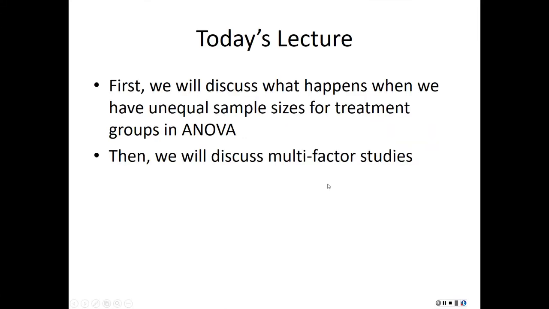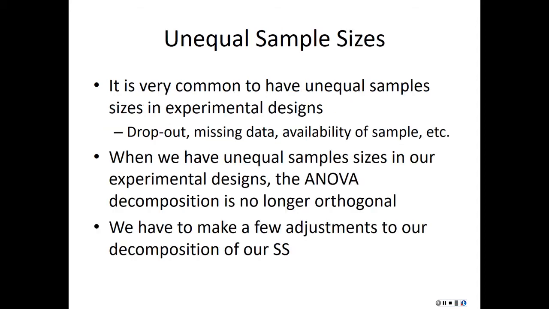All right, so we're going to talk about what happens when we have unequal sample sizes in ANOVA. And then we're going to talk about multi-factor studies. So unequal sample sizes means that we have different sample sizes in each experimental condition that we have. So we don't have exactly the same number.